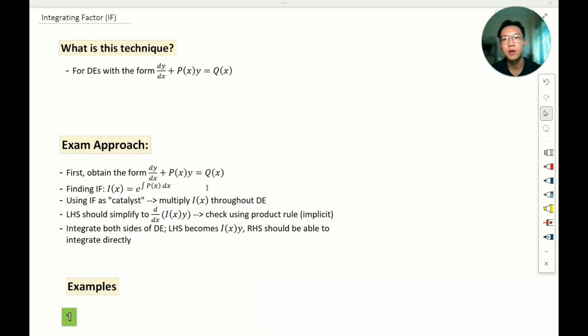Today's video we're going to talk about the technique of integrating factor, which is the fourth out of the 5 methods that we'll be learning. So what is this technique for? What types of differential equations do we use it on?